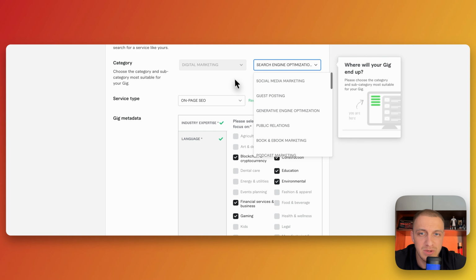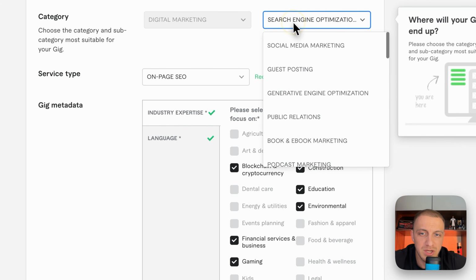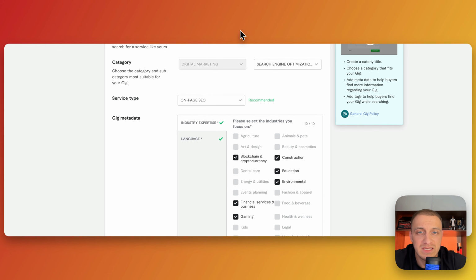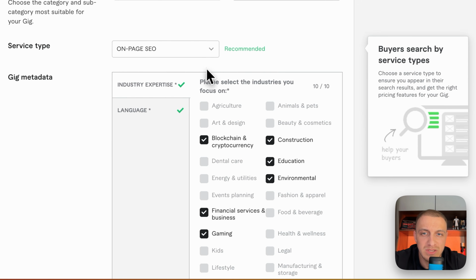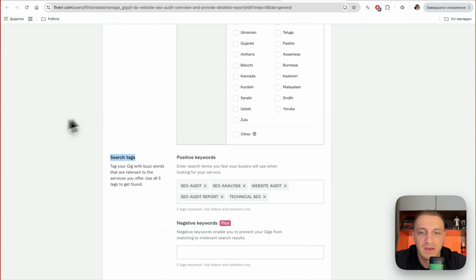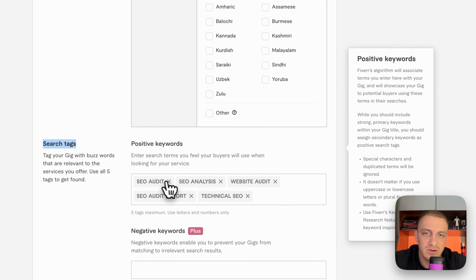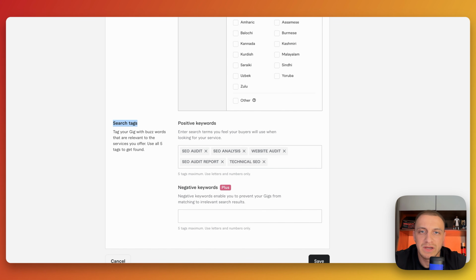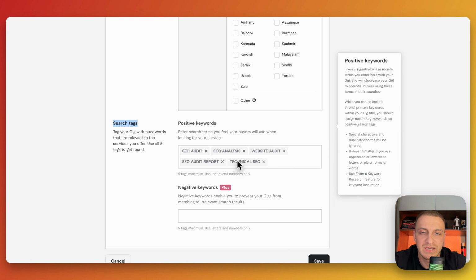For my gig, I'm doing digital marketing, search engine optimization, and then on-page SEO. Fiverr then asks me for some additional information about the service. Fill this accurately. Next, we have search tags. In my case, I'm using SEO audit, SEO analysis, website audit, SEO audit report, and technical SEO. The most important thing is relevance, but don't add something just because you think it's a popular keyword. It should actually describe your service and be related to it.